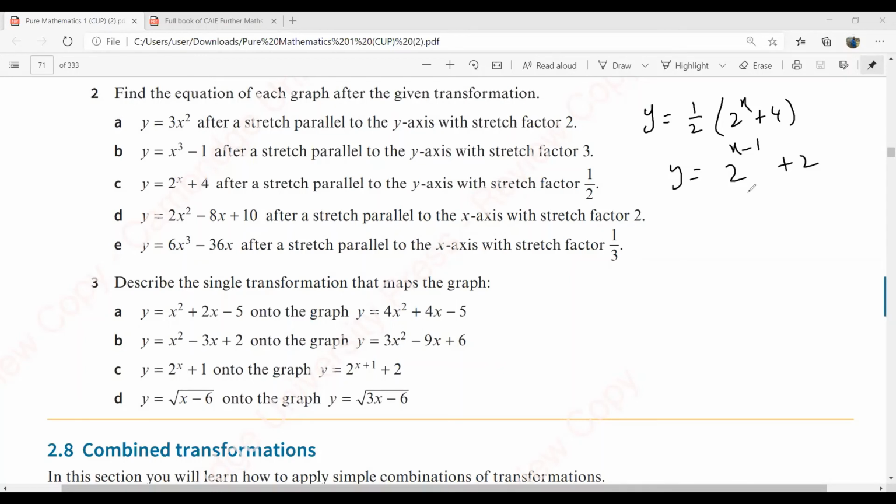Yes, okay. Now we move on to 2 part D. Harira and Fatima Shazad, you have not responded. If you can, please let us know. Laiba Tariq, can you tell us about 2D? What will be the equation after this stretch parallel to the x-axis with a stretch factor 2?